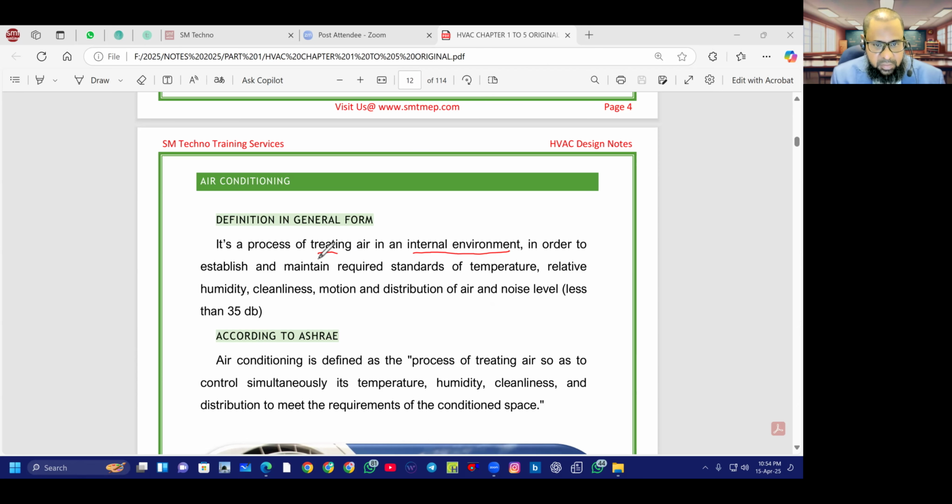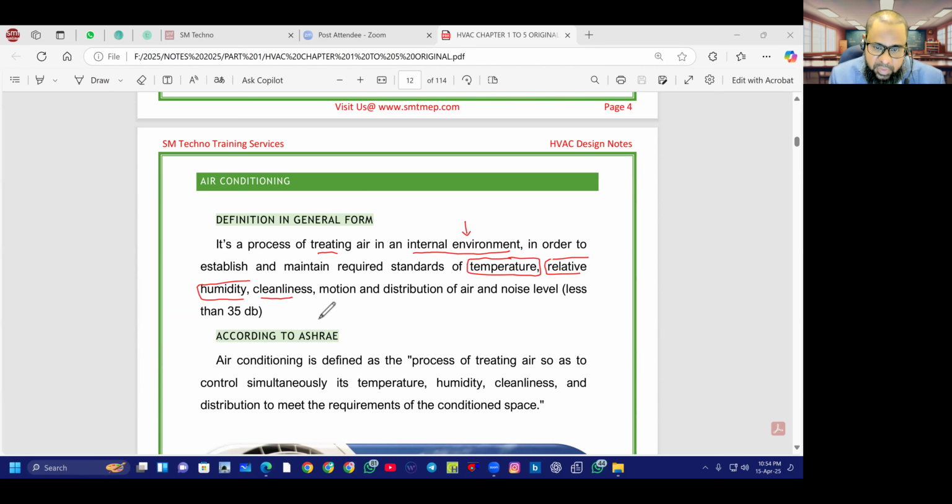At this level, it is a process of treating air in an internal environment in order to establish and maintain required standards of, no doubt, the temperature. First you need to maintain the temperature. Second parameter, RH, relative humidity. This is also very important. If you maintain less than the required or more than the required, that also affects human comfort. Less than required means dryness of skin or eyes, and more than required means you'll feel suffocation and a lot of sweat. The sweat will not be extracted by the air if the humidity is more than required. Anyhow, this point I'll explain in detail in chapter 4, don't worry. Next, cleanliness.